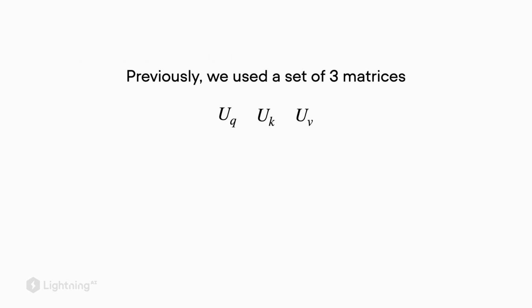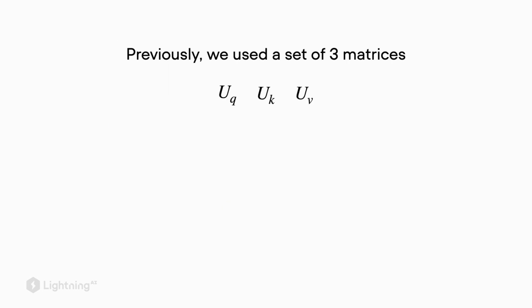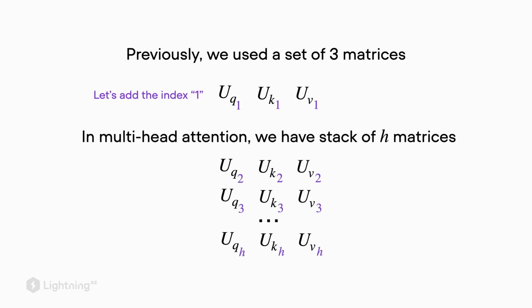So previously, when we introduced the self-attention mechanism with learnable weights, we also introduced three weight matrices, UQ, UK, and UV. We then use these weight matrices to compute the query, the key, and the value sequences. So to understand multi-head attention, let's just add an index here and call them UQ1, UK1, and UV1. Multi-head attention is a natural extension of self-attention where we have a stack of H such matrices. So now instead of just using UQ1, we also have UQ2, UQ3, and UQH, where H is the number of attention heads. And correspondingly, we have the same for UK and UV.